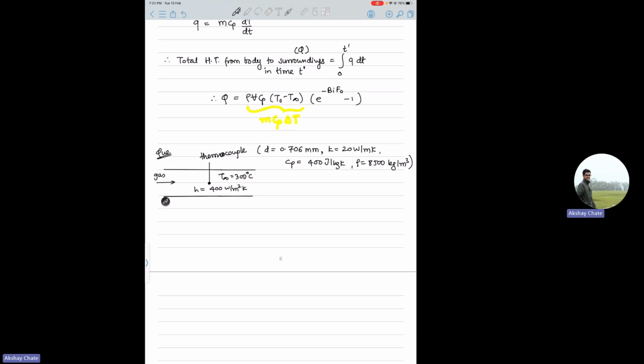Now, if the initial temperature of the thermocouple is 30 degrees Celsius, what is the time taken by the bead of the thermocouple, which is this spherical part, to reach 298 degrees Celsius? So this is your question.